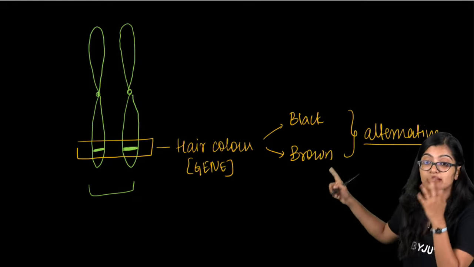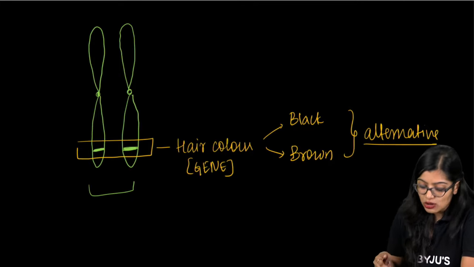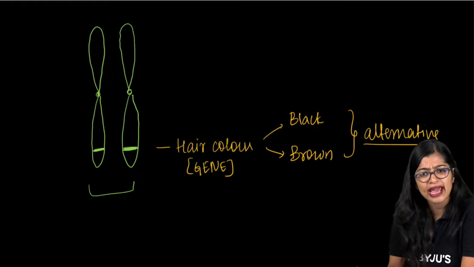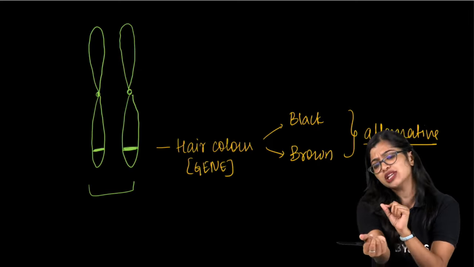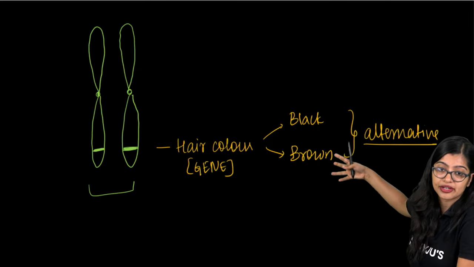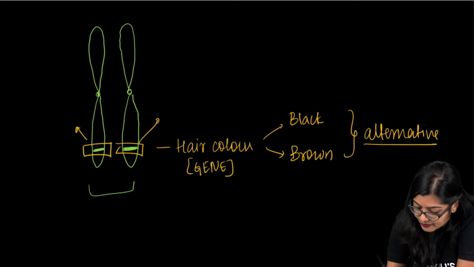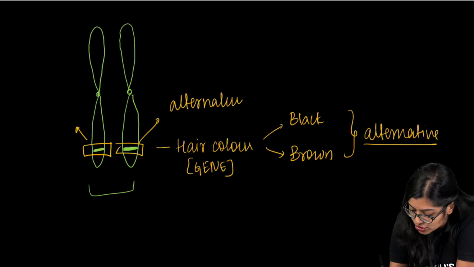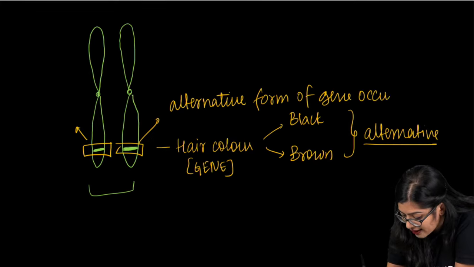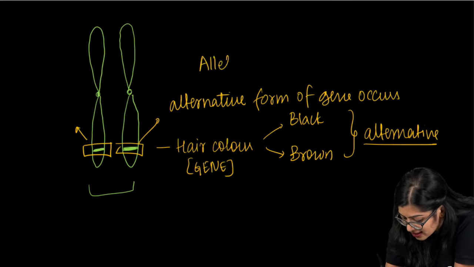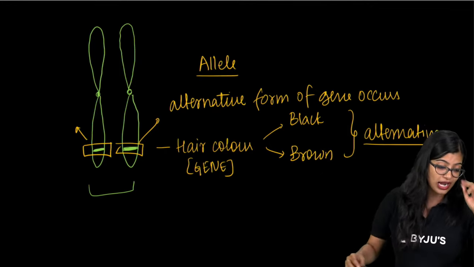Now, who is responsible for these alternative forms to come? That is where the alleles come into the picture. Slight differences in the sequence mean that it is the same gene, but due to some slight differences, it can code for an alternate. So if, in the same location, an alternative form of the gene occurs, then this is what we call an allele. An alternative form of a gene is what we call an allele.